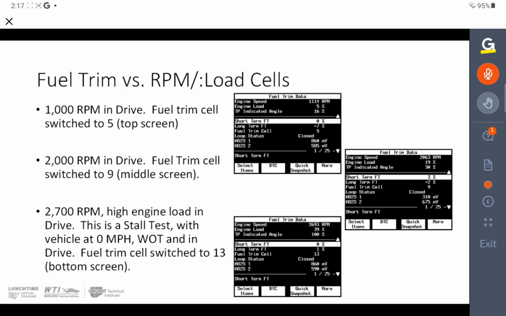And then the bottom screen is at 2700 RPMs. It has high engine load. You see throttle position angle is at 100%. So this is a wide open throttle stall test, and it is operating in fuel trim cell 13. Again, when a vehicle operates in different fuel trim cells is different from one manufacturer to another. Just keep in mind the lower fuel trim cell numbers are typically for low RPM, low load, and the higher right-hand side fuel trim cells are for high RPM and high load.